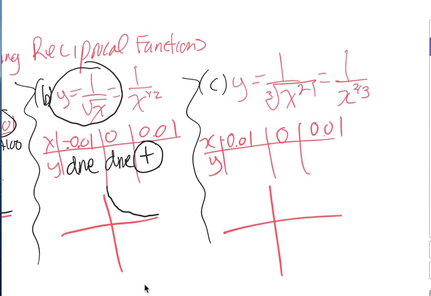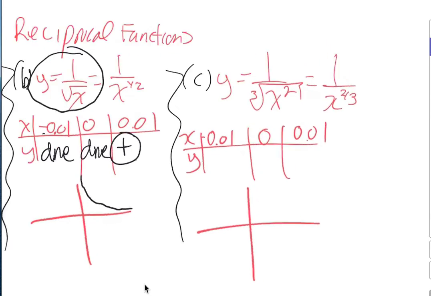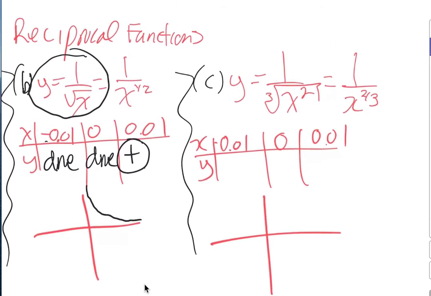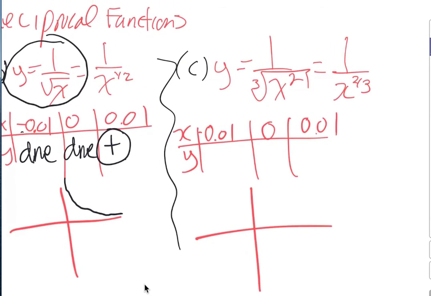Whoops, this one here. Okay, this one here. I really like this one. Now we're going to do 1 divided by the cube root of x squared.